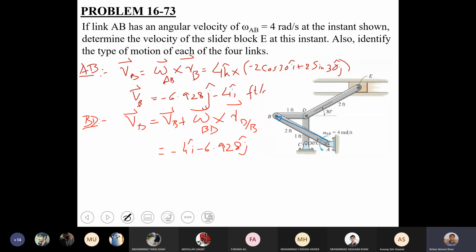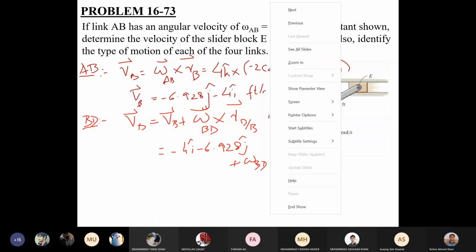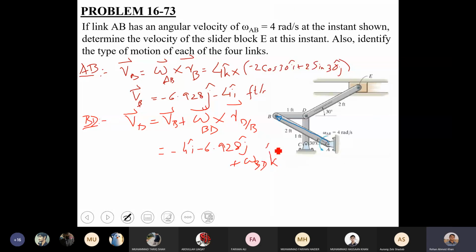Can you judge the direction of omega? Yesterday we drew this, so is this link BD rotating in a clockwise or a counterclockwise direction? Can you judge it? Counterclockwise direction. So we can write it as plus omega BD K, cross. What is R DB? It would have a magnitude of 1 foot, and its direction is towards the positive x-axis, so we can write it as 1 I.